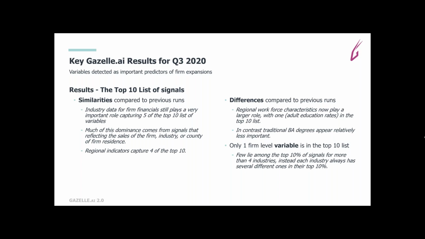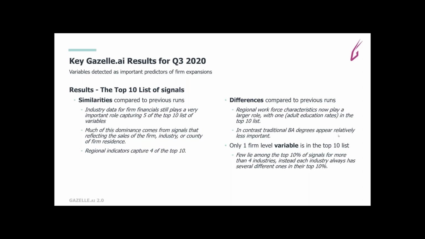Another similarity is that many regional indicators appear in the top 10% of signals for multiple industries. They captured 4 of the top 10 list. A key difference with respect to previous runs is that the regional workforce characteristics now play a much larger role, with one of them, adult education rates, residing on the top 10 list, and that's one of the first times that's happened. In contrast, traditional bachelor degrees continue to increasingly appear less important.